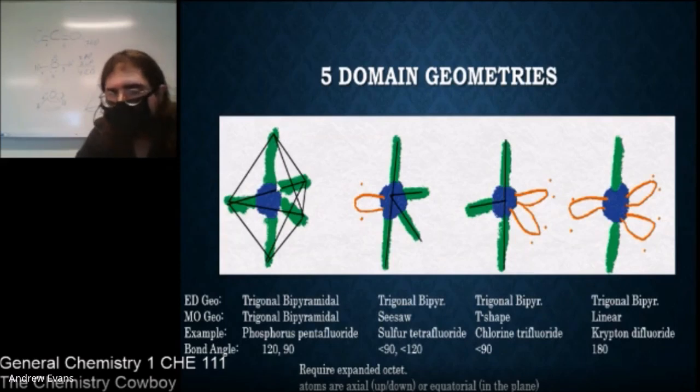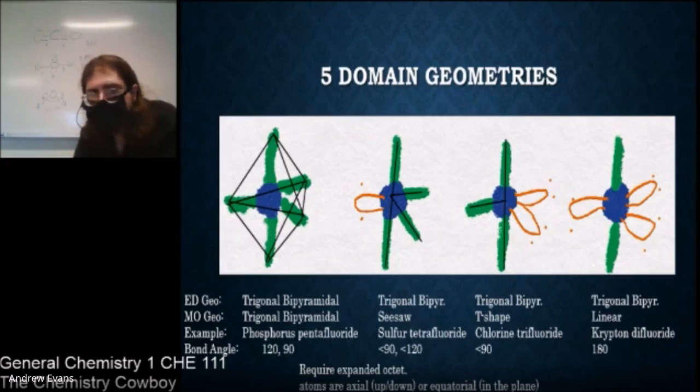We did this structure last lecture, I think. Or at least we did the structure in the last chapter. Phosphorus pentafluoride. Or phosphorus with five bonds to it. It uses all of its electrons to make the five bonds. It was an expanded octet. All of these structures will be expanded octet to have five domains. Because five domains, whether it's a bond or a lone pair, you add up, you're going to have 10 electrons. No matter what, you're going to have at least 10 electrons.